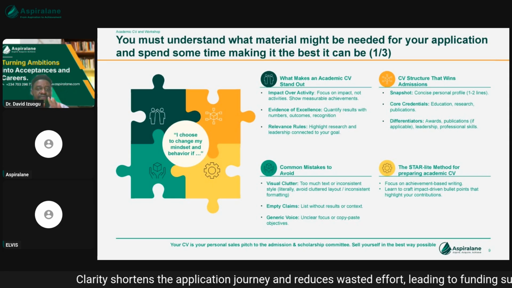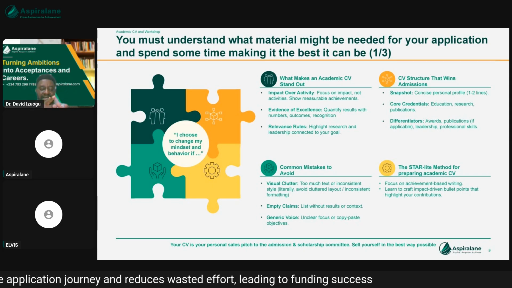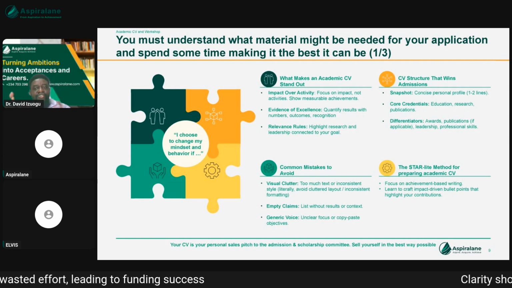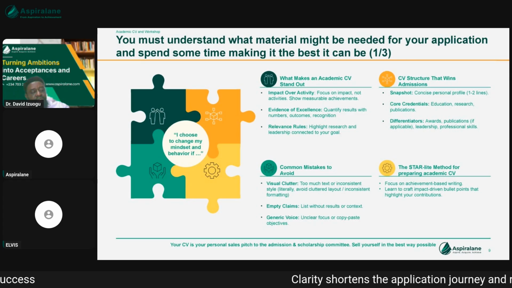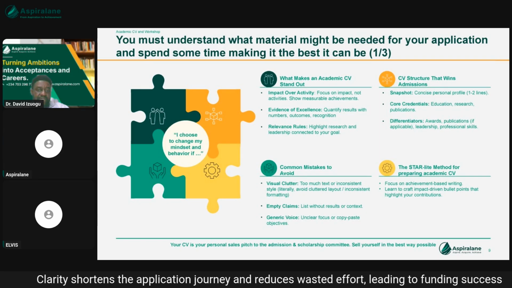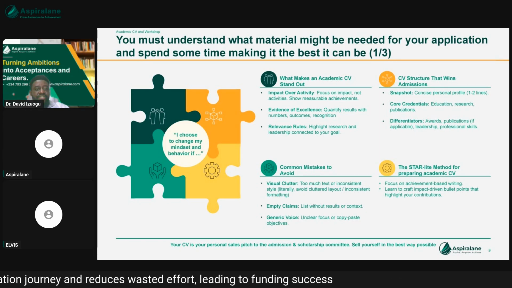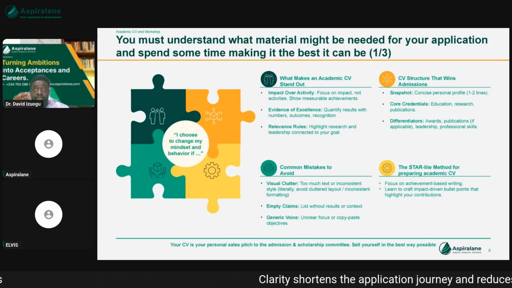Now that we've understood the best way to make an academic CV stand out, let's look at the structure that actually wins your admission. Because sometimes people have all of these things that I've mentioned under what makes an academic CV stand out, but the way and manner in which it has been presented makes it extremely difficult for the person who is reading it to read it.